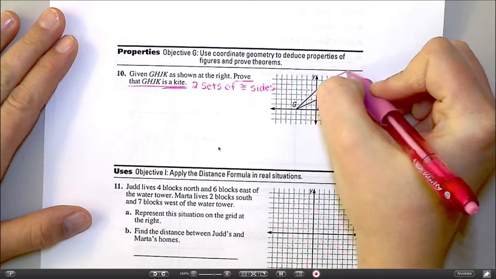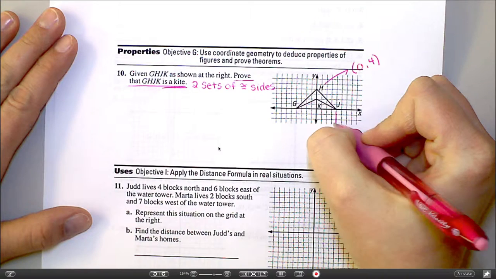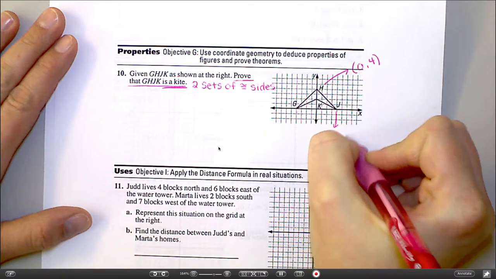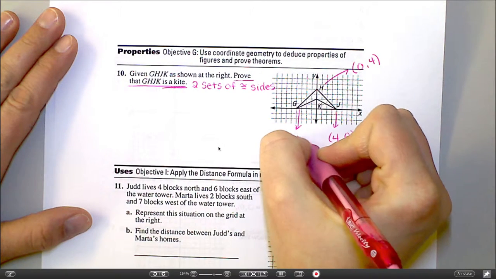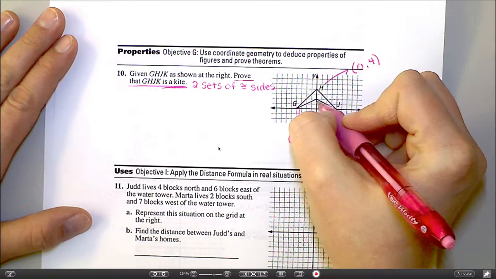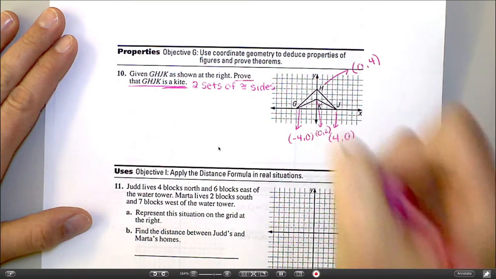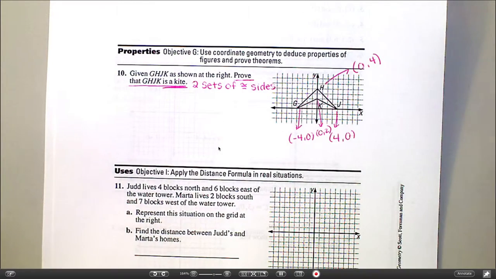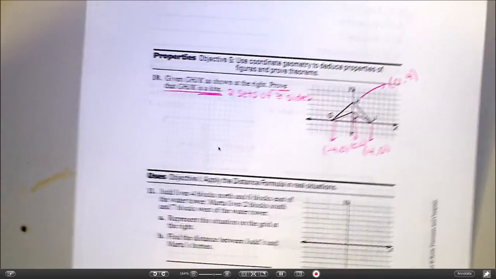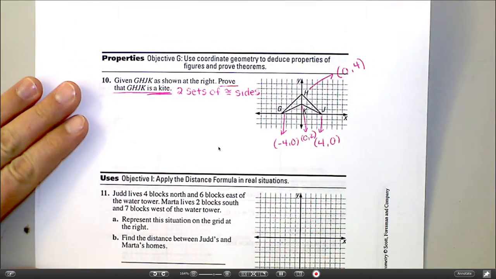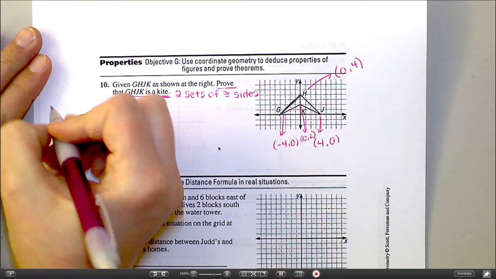And then the coordinates of H are 0, 4. Coordinates of J are 4, 0. Coordinates of G are negative 4, 0. And the coordinates of K are 0, 2. Okay, so I'm going to start, and this might get a little jumbled because I'm a little short on space here, but I'm going to start by finding the length of GH. Okay, so I'm finding this length here.